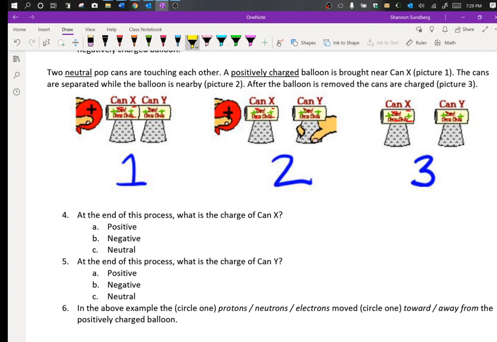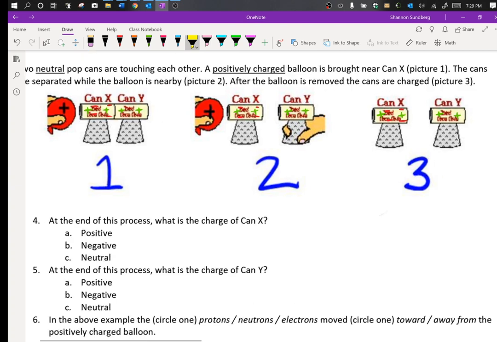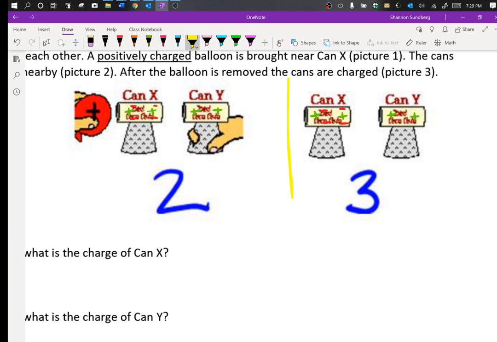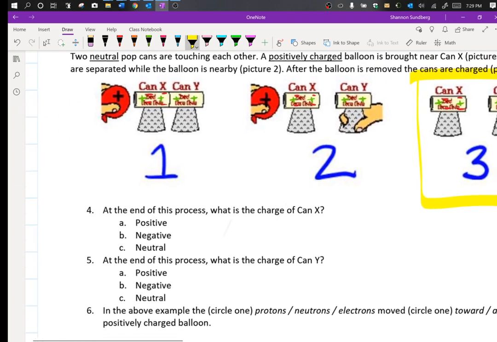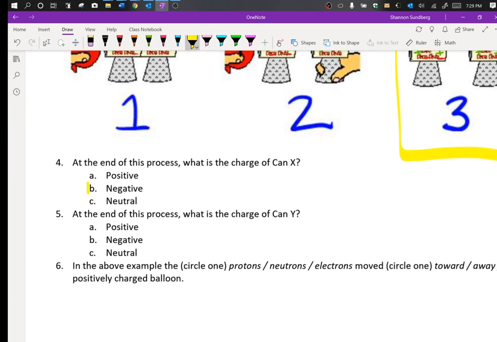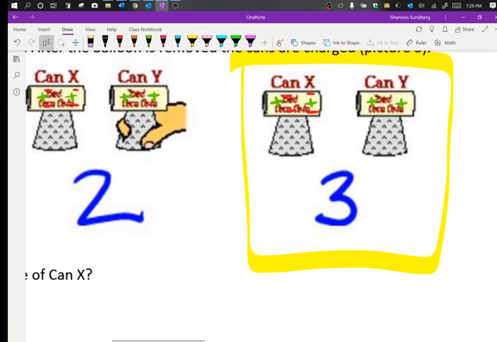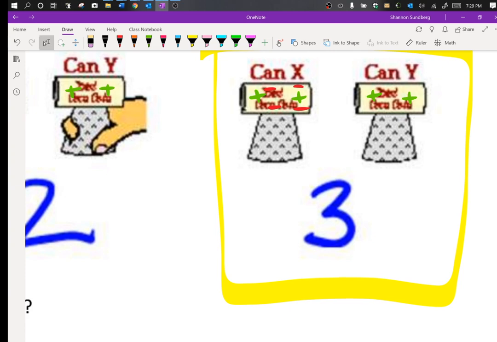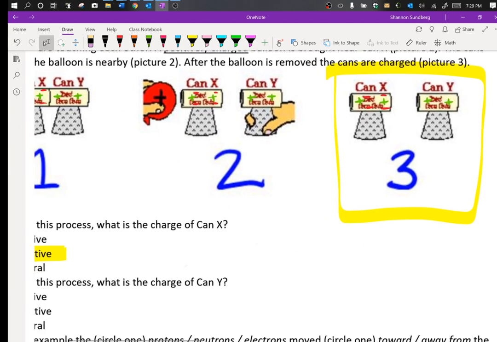All right, so at the end of this process, what's the charge of can X? Well, can X was closest to that positive balloon. Can X was the one that took on all of those electrons. And if you look at picture 3 here, at the very end, can X got 4 electrons and 2 protons, which means that it has more negatives than positives, so it's going to be negative. At the end of this process, what's the charge of can Y? Well, the electrons left can Y and moved to can X, so can Y at the very end is going to be positive.